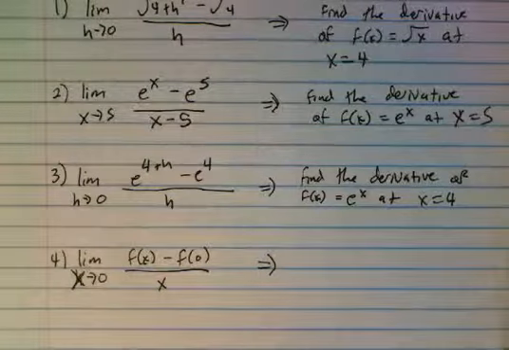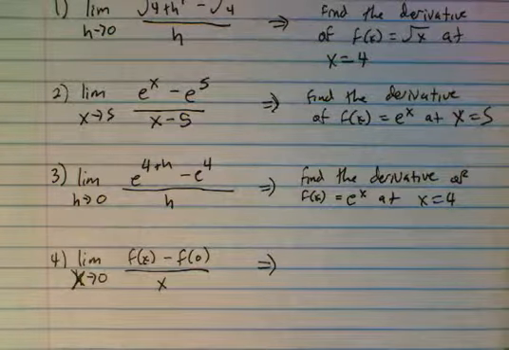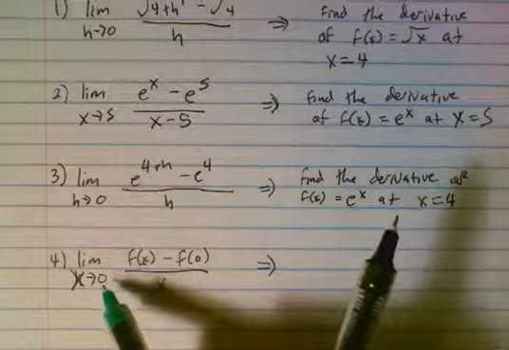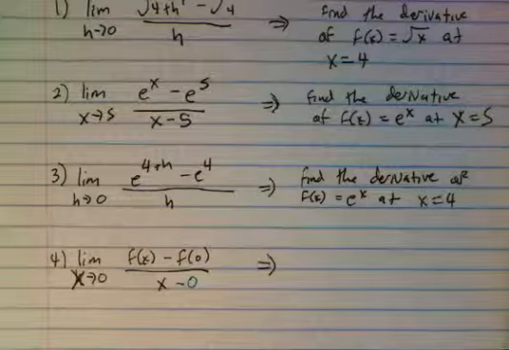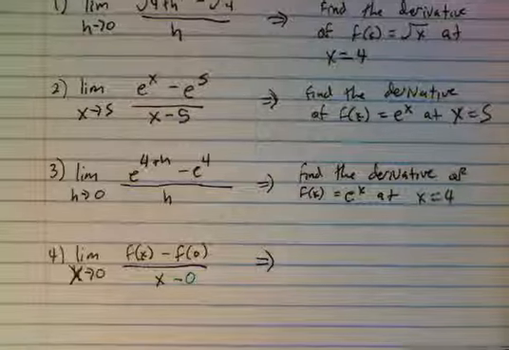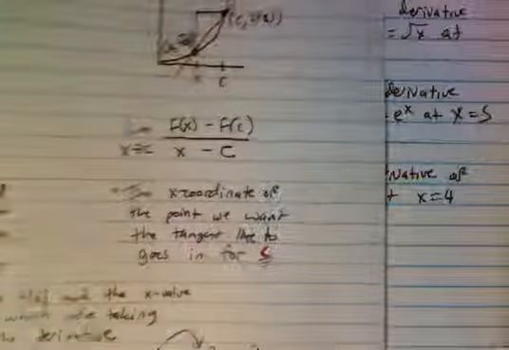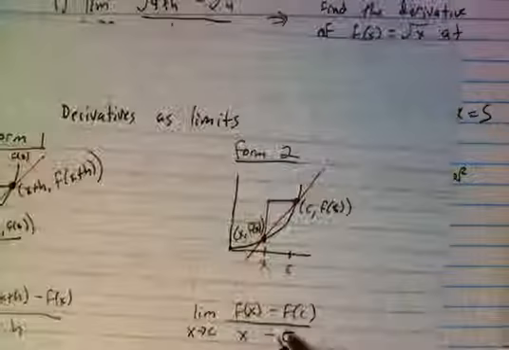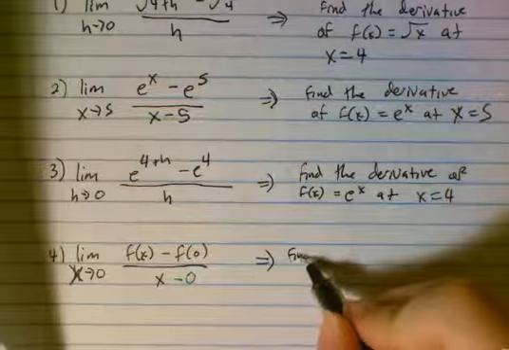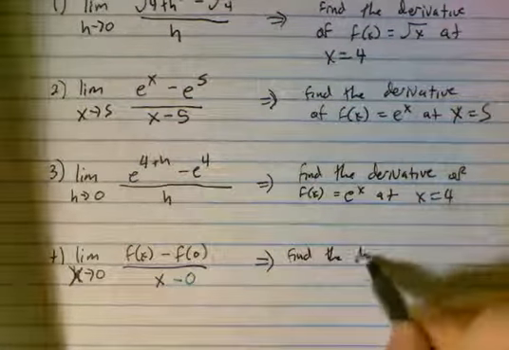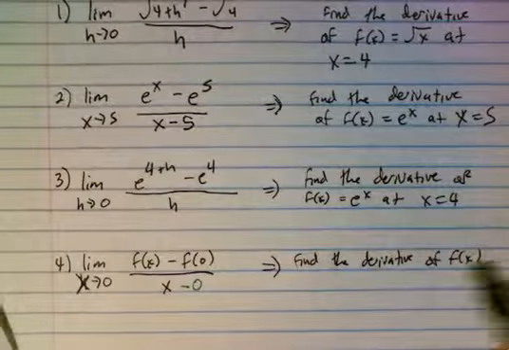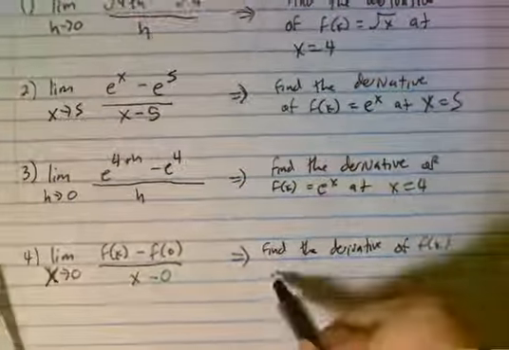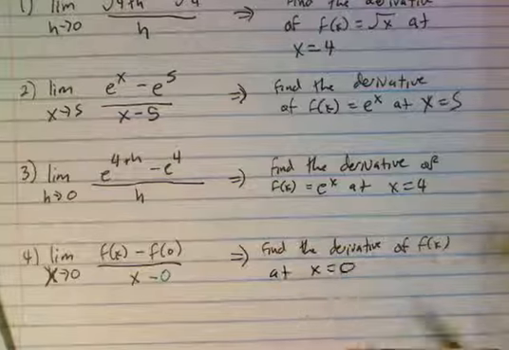But if we think of this as x approaching 0, then what's really down here is really minus 0. It's just that 0 would generally be invisible, not written. But once we put it in that form, it looks an awful lot like this. In fact, it looks almost identical to our original one. What we're doing is finding the derivative of f of x. We don't know what it is, but just f of x at x equals 0.